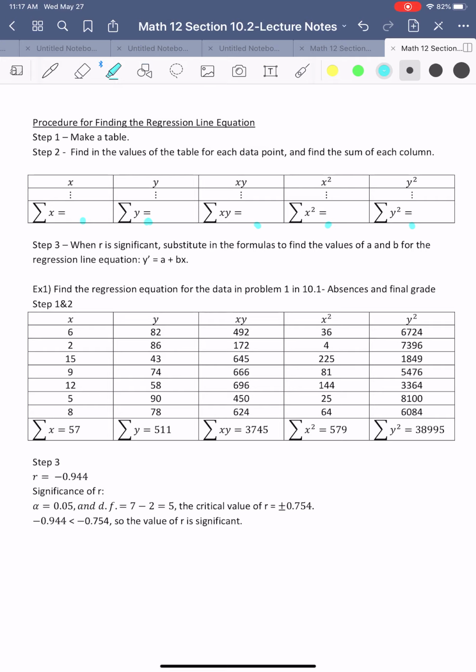Alrighty, so I already put that in for you for the same problem we did in 10.1 about absences and final grades, okay? So we already got that information. Step 3 was we found r using a formula. Then alpha equals 0.05 and degrees of freedom is 5. The critical value was plus or minus 0.754, but the absolute value of negative 0.944 is greater than that. So we have to say it's significant, right?